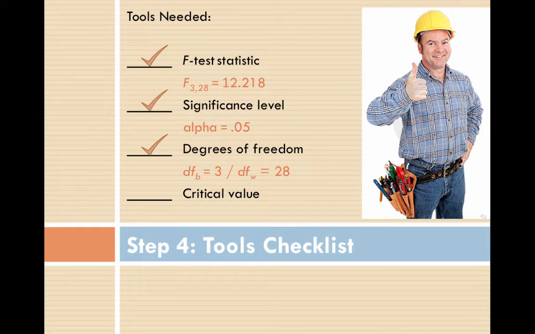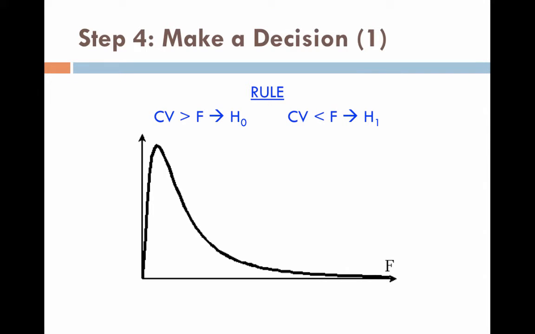So now that we have our critical value of 2.99, we have all the tools that we need in order for us to actually make our decision. So here is our rule for ANOVA. If your critical value is greater than your F-test, you fail to reject the null hypothesis and state that there are no differences. However, if your critical value is smaller than your F-test, and your F-test is bigger than your critical value, then you reject the null and state that there are significant differences between your groups.